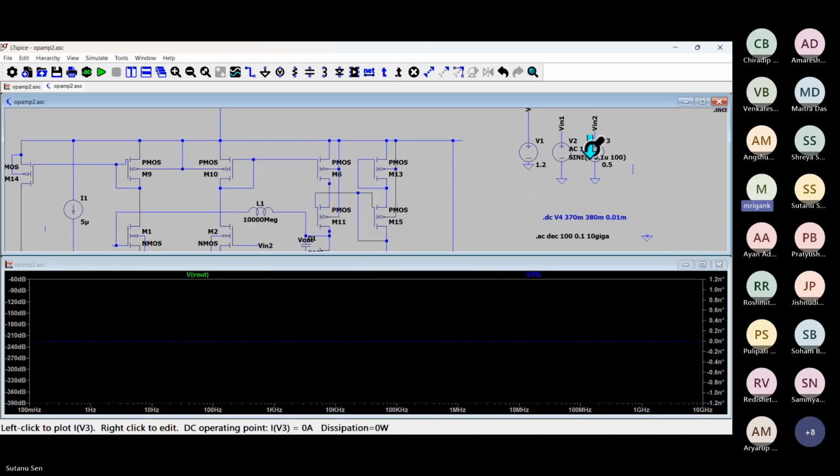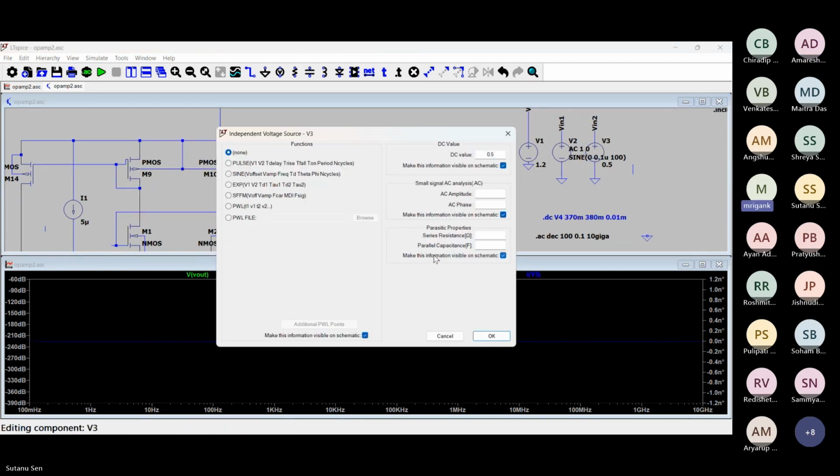Or you can do the DC analysis also and try to find out what DC voltage is coming. This is just a trick. Generally we don't use this in Cadence. In this particular tool, that feature is not there. That's why we are using it.